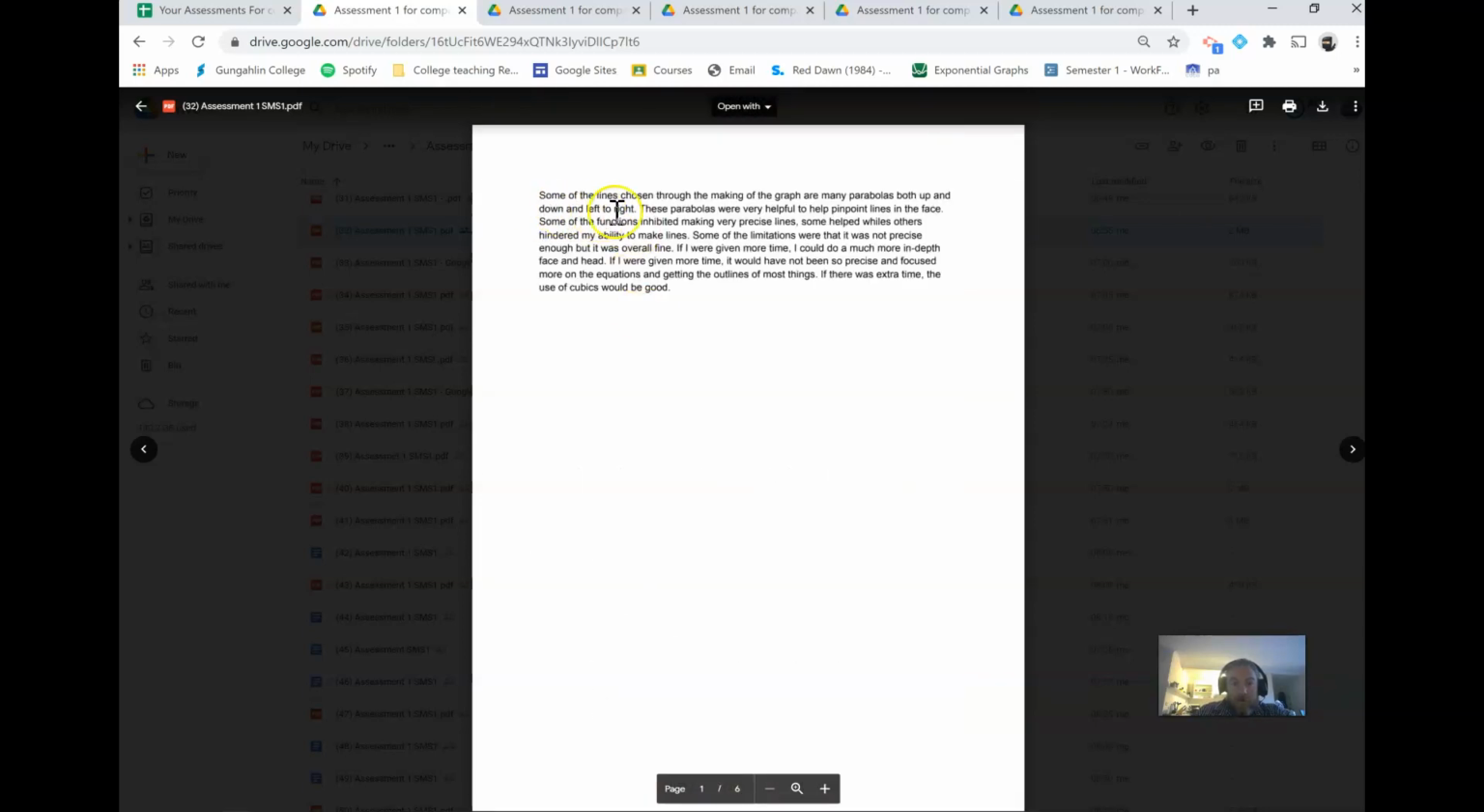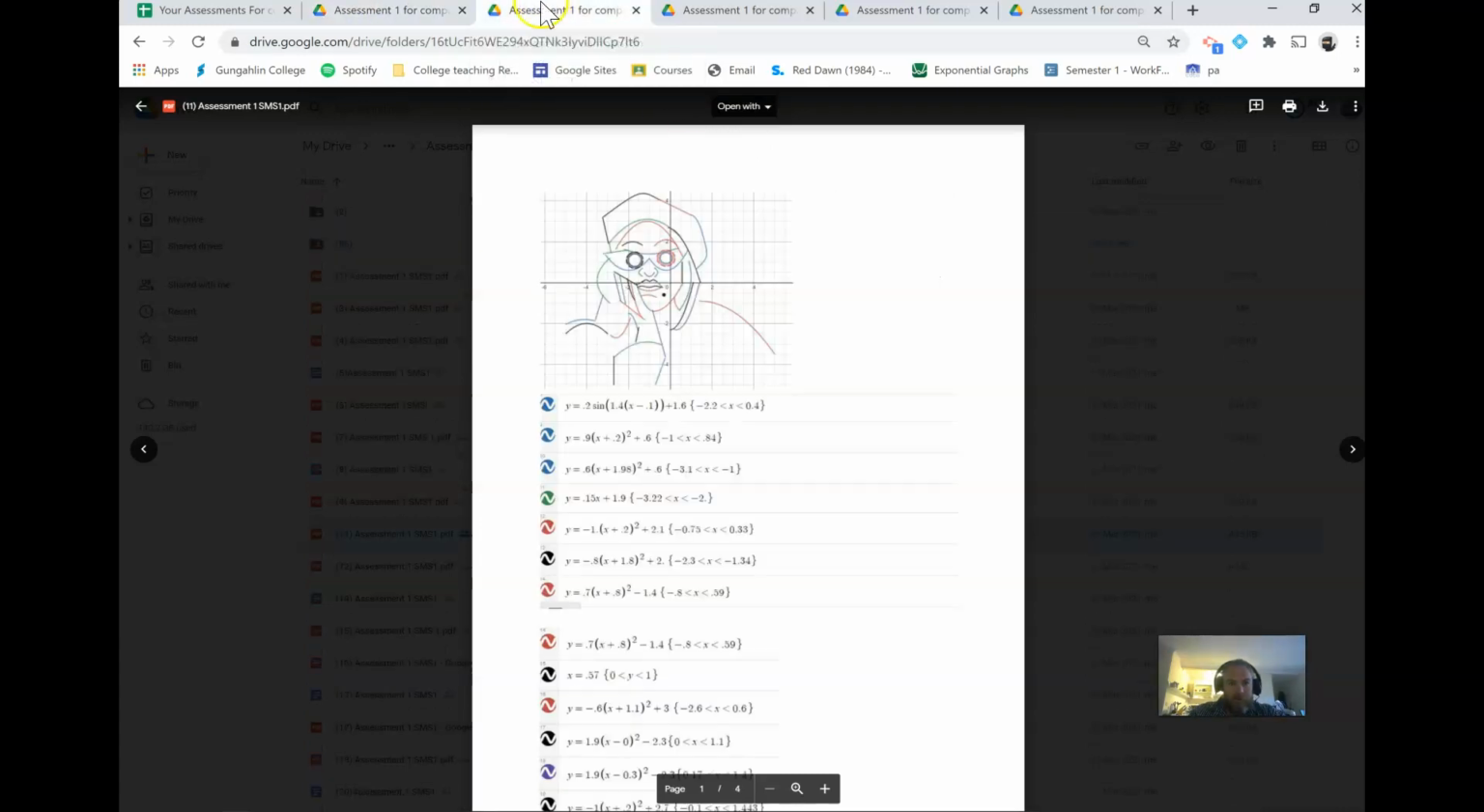And their statement reads pretty well. If you're given more time, cubics and those harder equations, because you're less familiar with them, are just that bit harder to get in, which is part of the design of the assignment. But no, this is a very solid effort. Okay, cool.